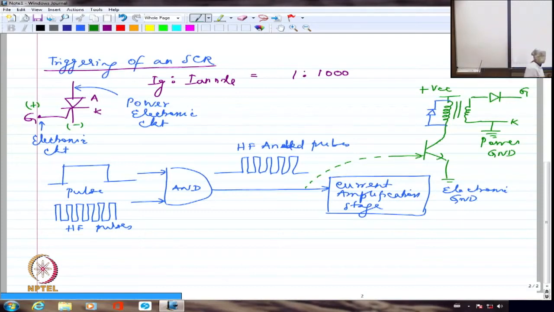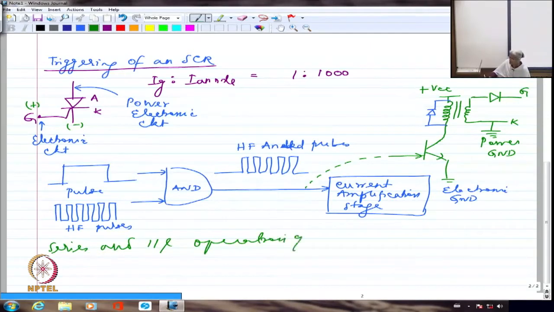It's not too involved, because all you need is a high frequency ANDing and another amplifier and a pulse transformer, nothing more than that. But commutation is going to be a little more difficult, but before that we'll also look at series and parallel operation. I don't think I need to really expand upon that much, because we had already seen for diode. A similar situation happens for SCRs also. So series and parallel operation of SCR is very, very common. Very, very commonly we do the series and parallel operation.